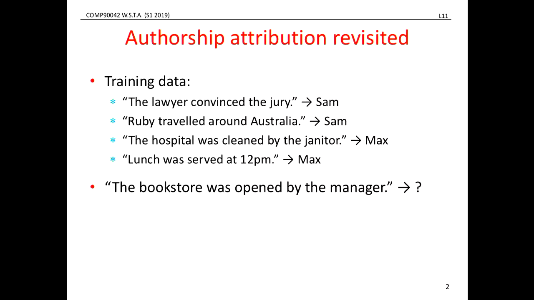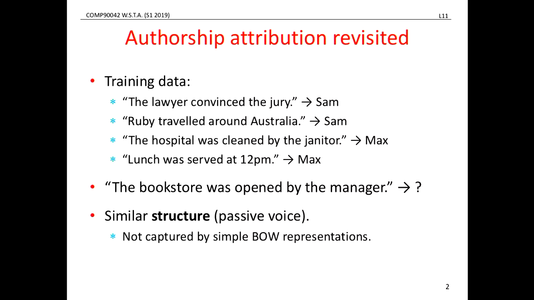Now, each of these sentences are on very different topics, very different subjects and objects in terms of the initial noun phrase. One's about lunch, one's about a bookstore, and so forth. But we can see that certain ones of them have a similar structure. We see was being used a lot of the time. So they've been expressed in a certain way. They're all in past tense, but some of them are in passive voice.